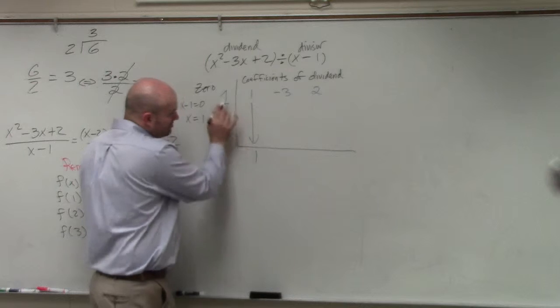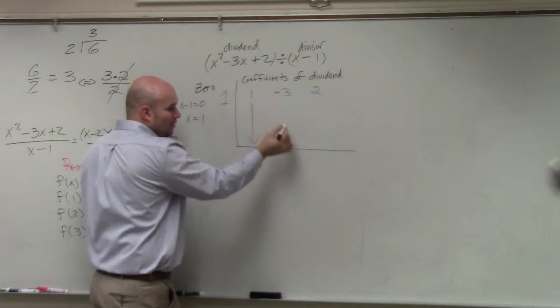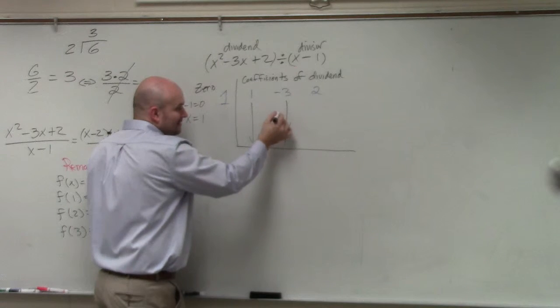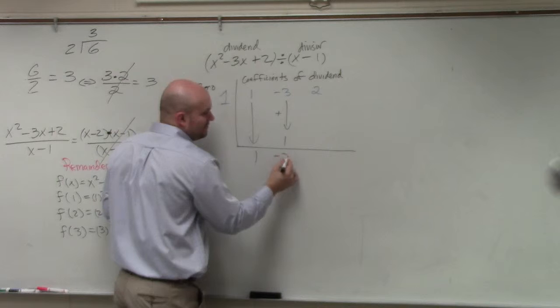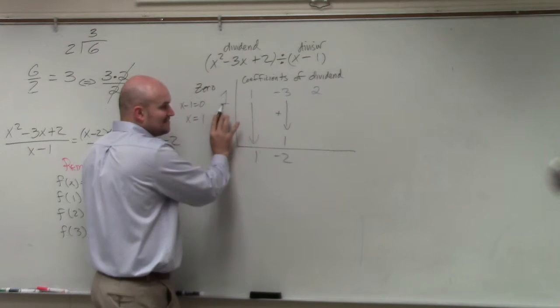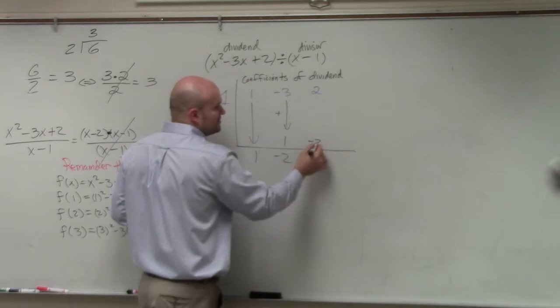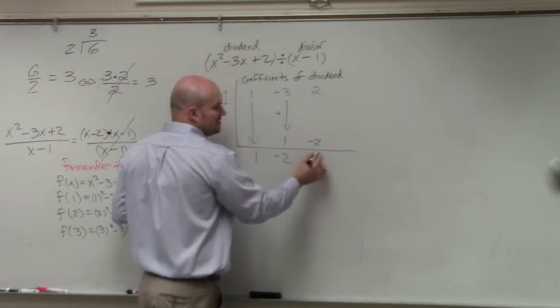So you multiply on the diagonal. 1 times 1 is 1. And you add on the vertical. -3 plus 1 is -2. You multiply on the diagonal. -2 times 1 is -2. And you add on the vertical. 2 plus -2 is 0.